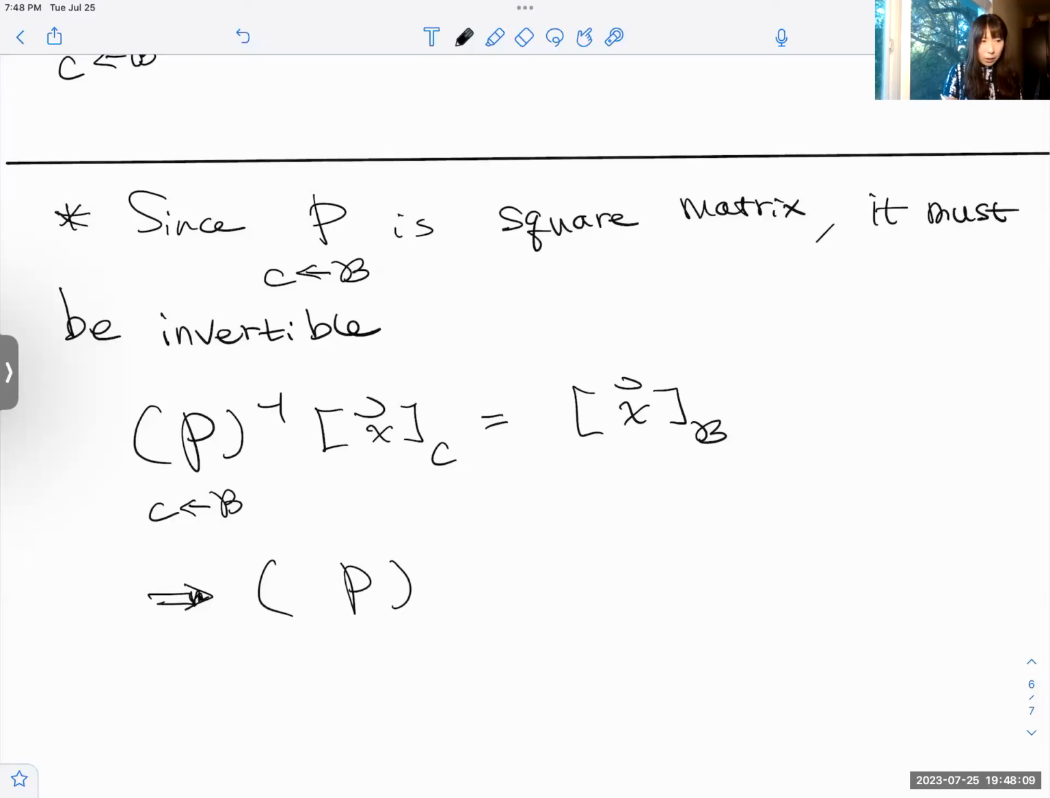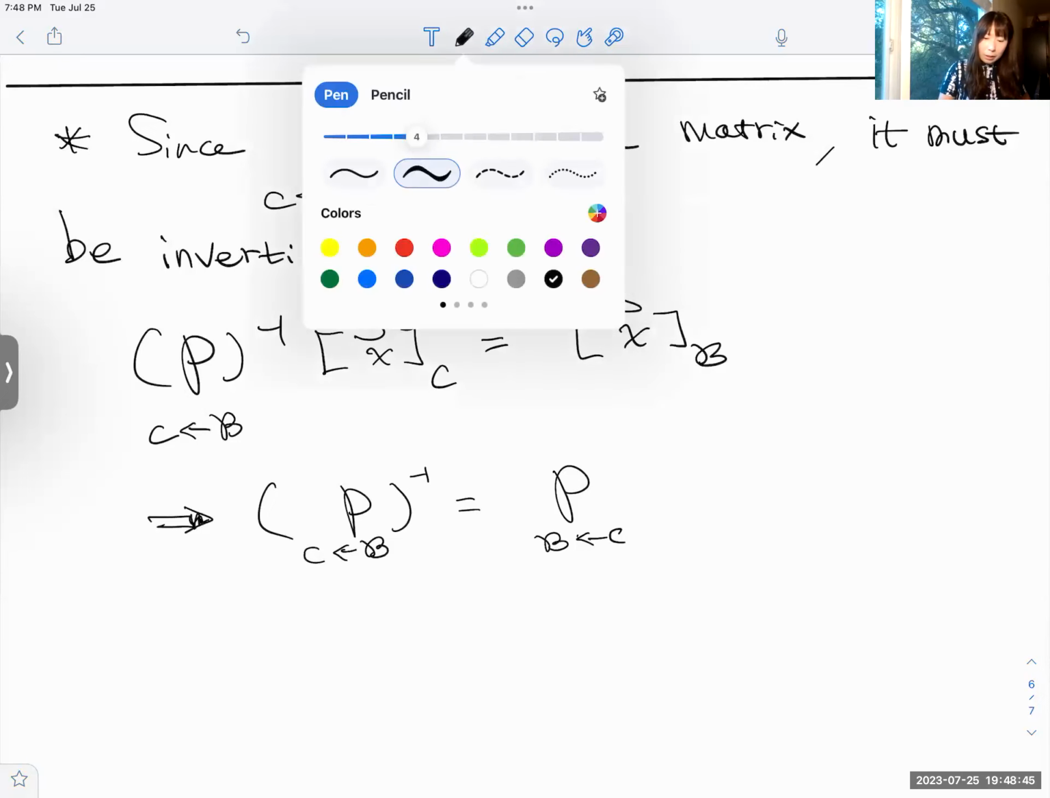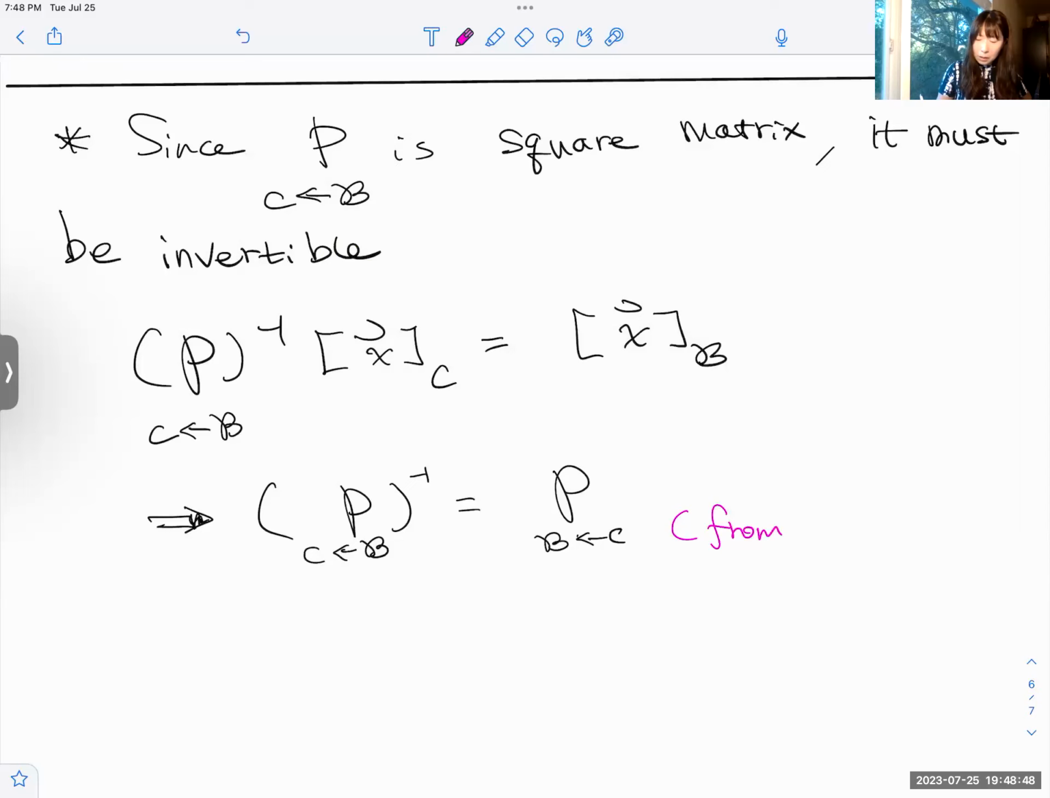So we have a change of coordinate from B to C, and we have an inverse of that, and this is the same as the change of coordinate from C to B. Okay, so we talk about the basis, right? So we knew that this means from C to B.